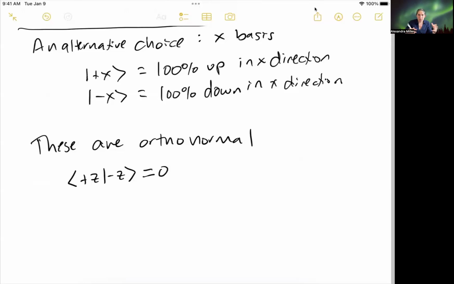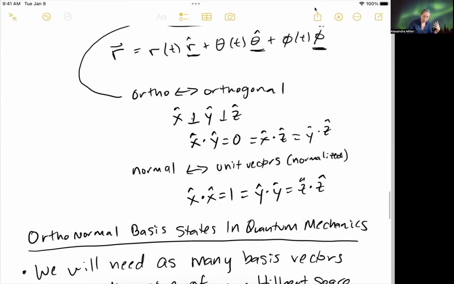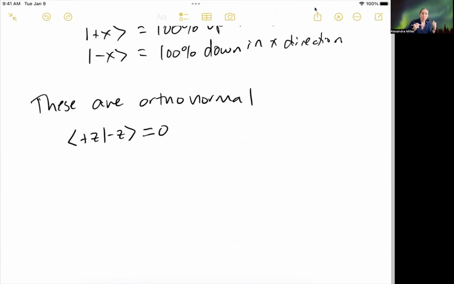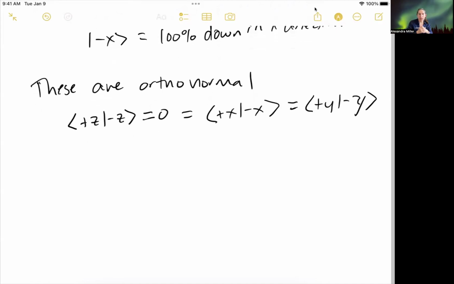Our inner product is sort of like a generalization of the dot product. This looks just like how the dot product between two different unit vectors was 0. We now have that the inner product between two different basis vectors is 0. So these are orthonormal. If we were in the X or the Y basis, these would also be true. I didn't write down the Y basis, but for completeness here, I can write it. So this is the statement that they're orthogonal.